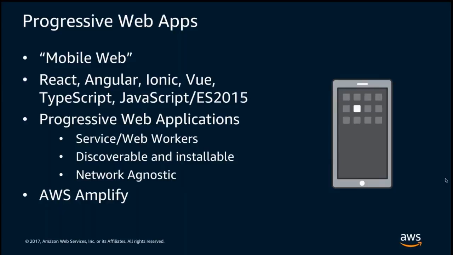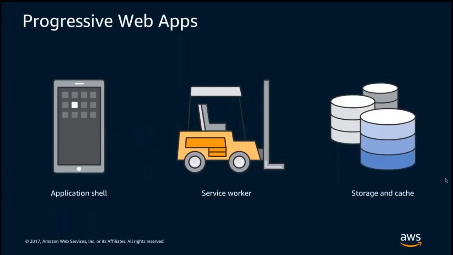And you can also use AWS Amplify to write these progressive web apps the same way you would write, for example, a React app or an Angular app, and we'll show an example of that in a little while.